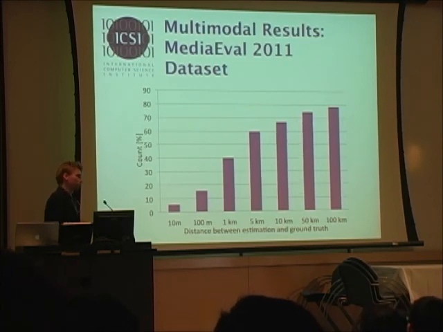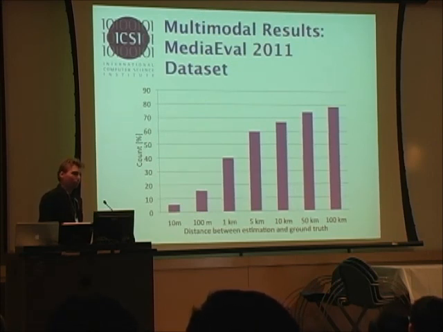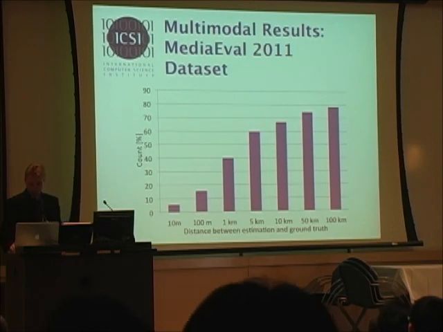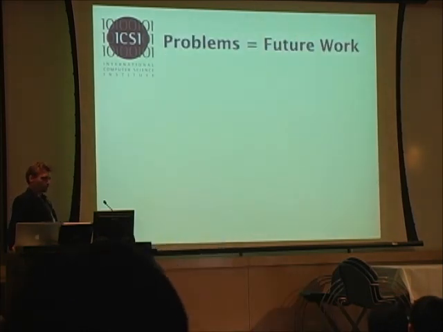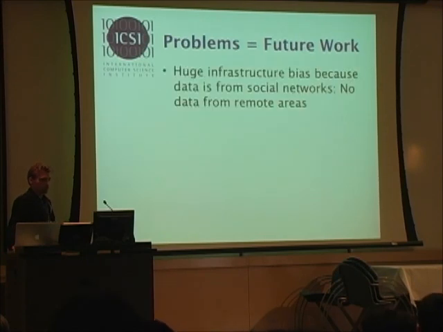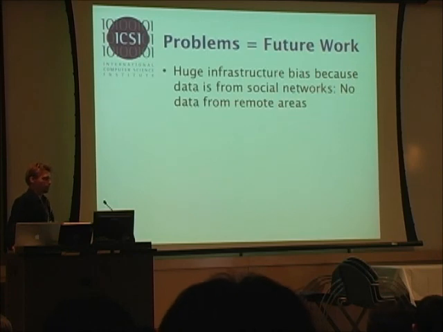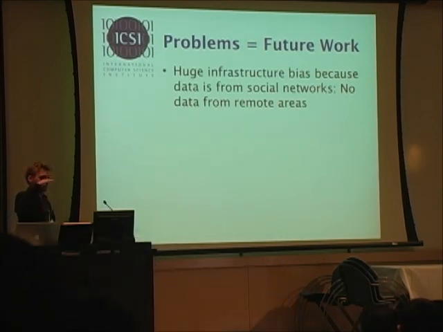There are lots of problems. I'm not saying this is solved at all. I think this is a start for an interesting field. One problem is that I'm showing you these scores, but there's a huge infrastructure bias, because data from social networks, which we use in Flickr, has a huge infrastructure bias. That means there are lots of videos from New York City and Los Angeles, but pretty much no videos from Africa.